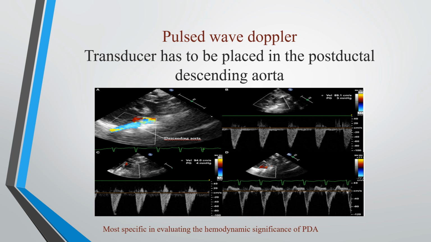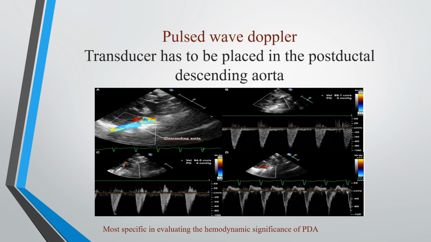So the blood is flowing away from the probe, so we get a tracing below the baseline. The flow is occurring below the baseline in both systole and diastole. That means in diastole also the flow is below the baseline only. There is no flow reversal or absent diastolic flow. So this is normal. This is not a hemodynamically significant PDA.